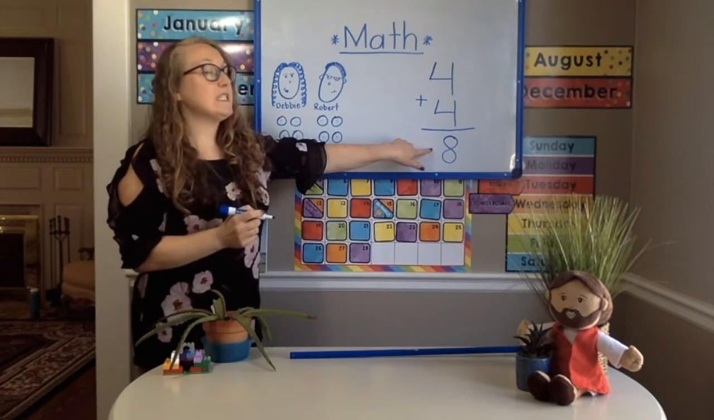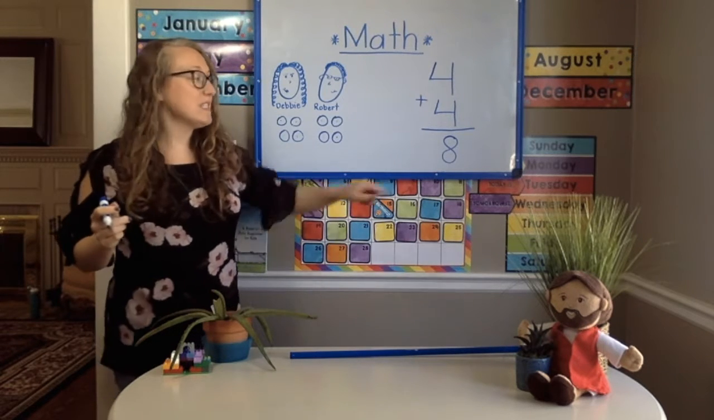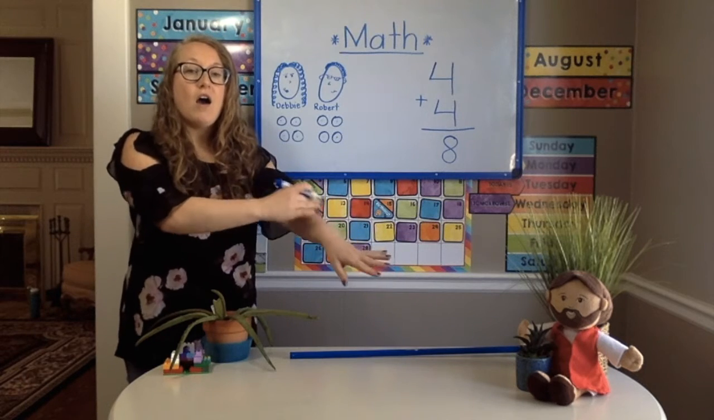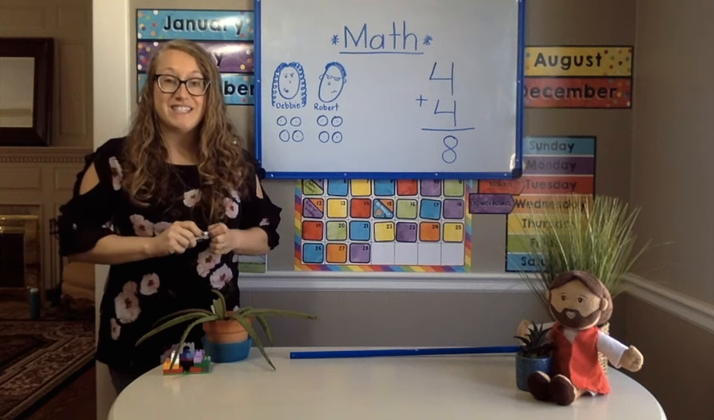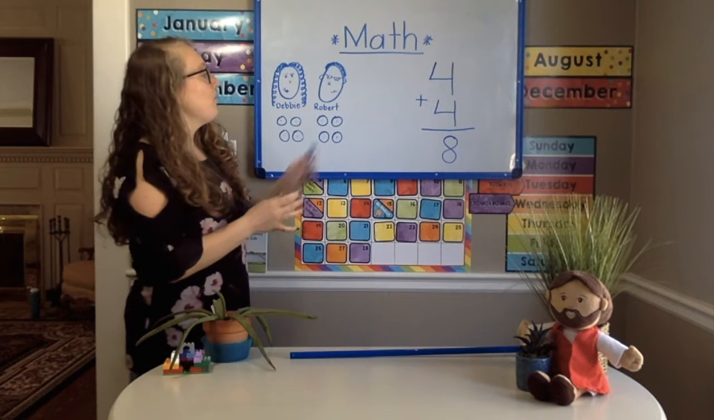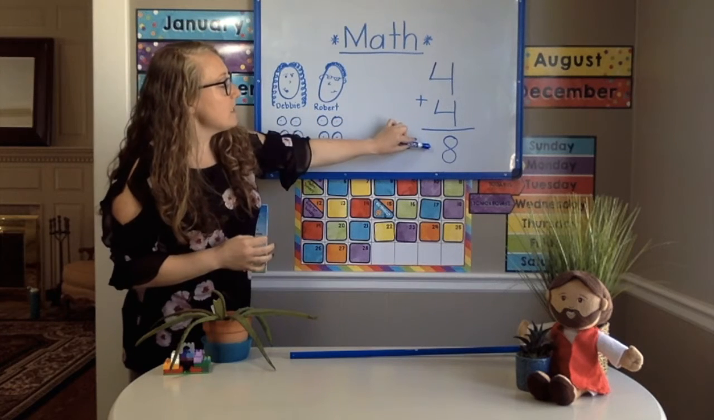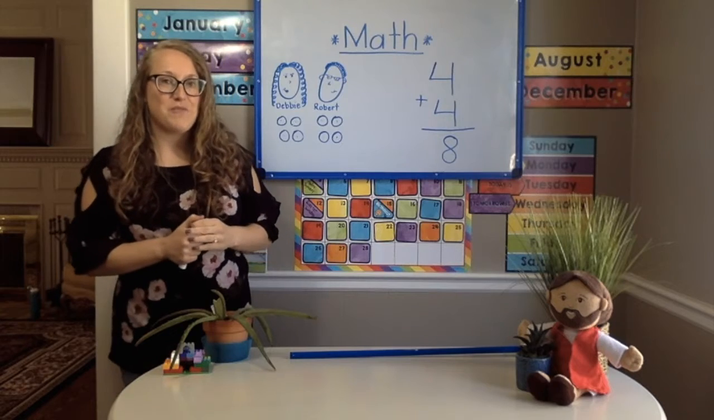When you find the answer to an addition sentence, the answer is called the sum. Sum. Can you help me read our addition sentence today? Here we go. 4 plus 4 equals 8. Good job, kindergarten. All right, get ready because we're going to do another one.